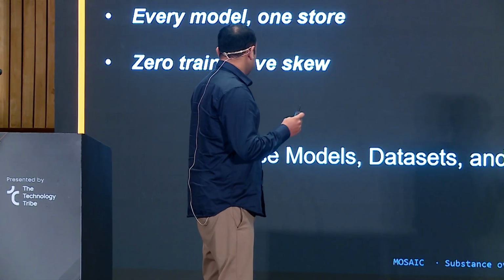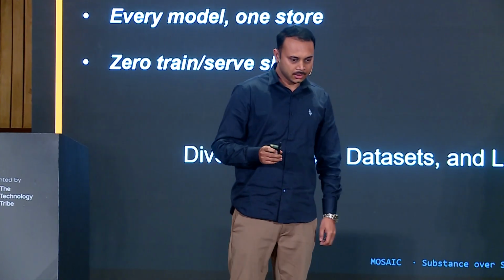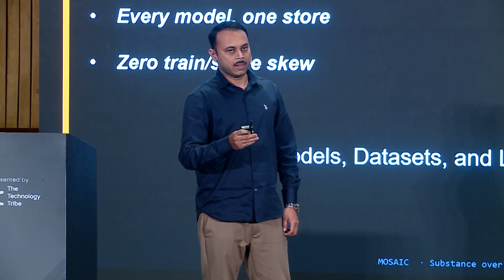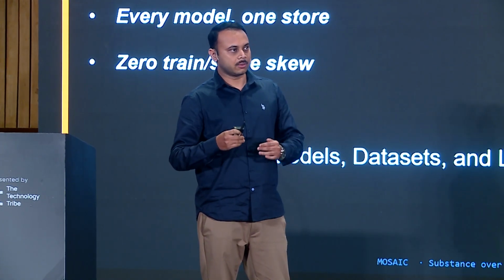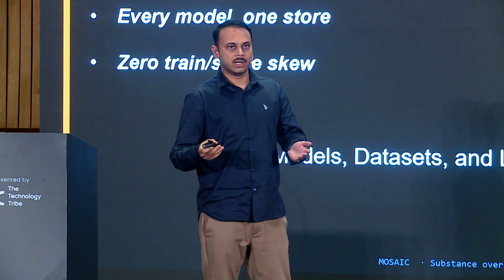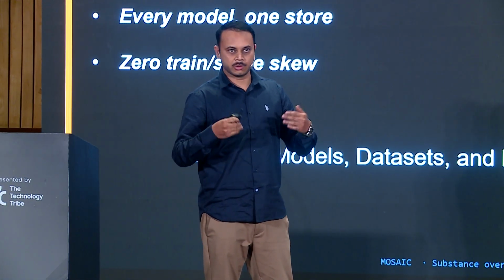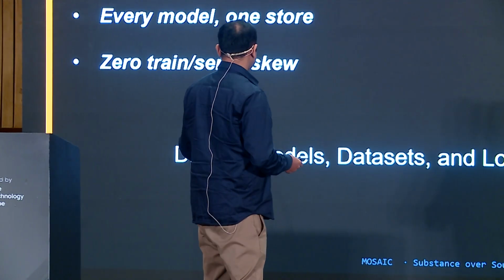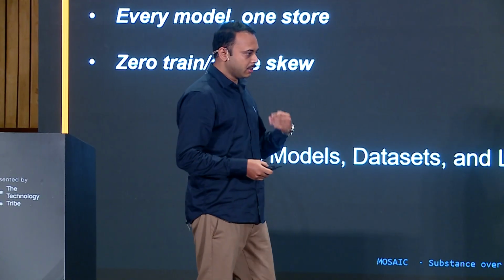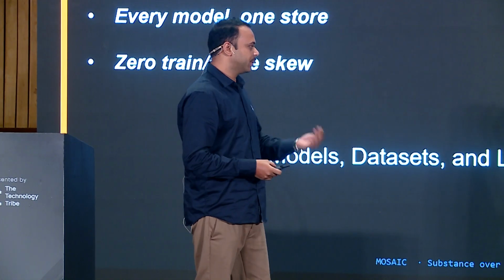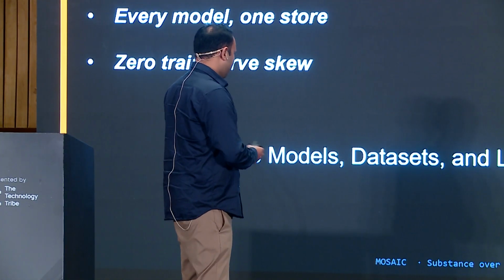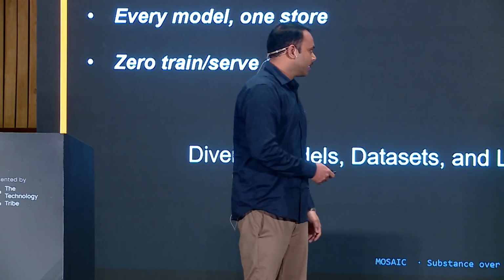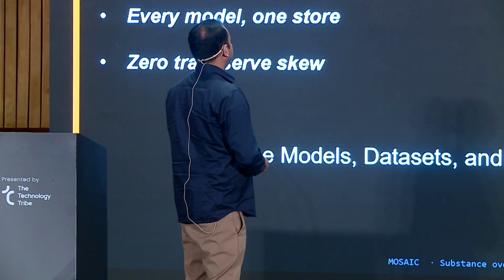Third thing is zero train and serve skew. So at the time of serving, if you are calculating a feature value as 2, whereas while doing the training, you are calculating the same value as 200, it means your model prediction is 10x or 20x off. To avoid it, we need to make this promise that whatever data we are calculating at serve time should be the same at training time. There are a lot of models, a lot of data sets, and different look back windows for all these features. So how are we solving it?